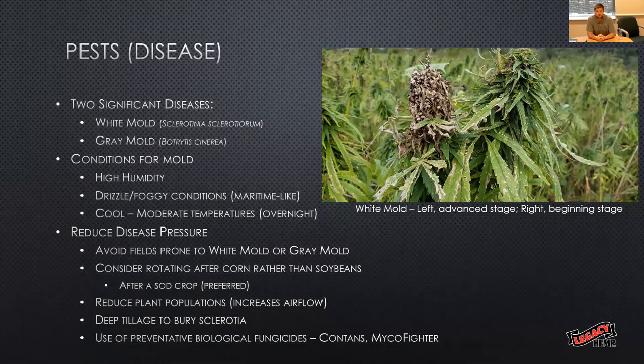We may be able to use preventative biological fungicides. There are several of them out there. Contans is one of them, Mycophyter. These are more either bacteria or fungi-based type of biological fungicides that are either seed applied or foliar applied, and most of them are endophytic and use the means of preventing these pathogens from entering the cells of the plant.